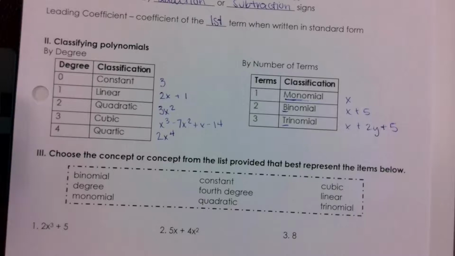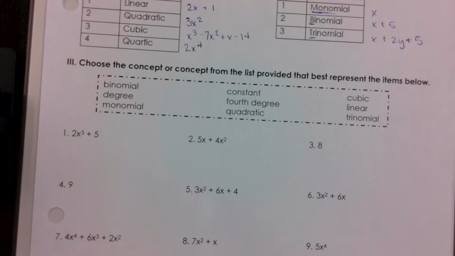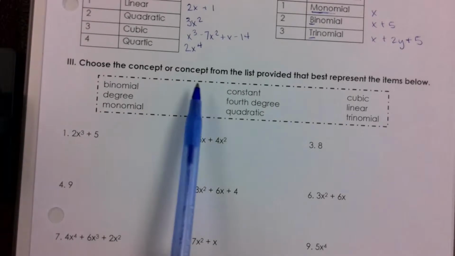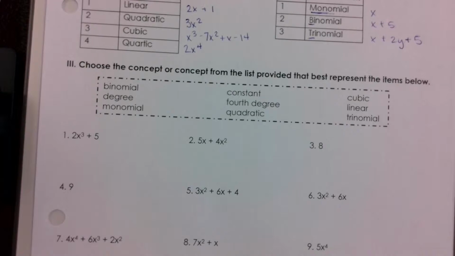Okay. So we are going to go through 1 through 9 down here, and we're going to talk about these expressions based on their degree and the number of terms that they have. All your options for that are here. So, we'll do a couple together, and then I'll let you do some on your own. Does that sound okay?